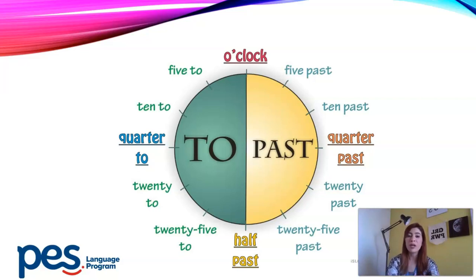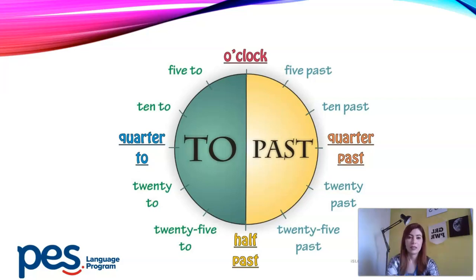Every time the big pointer is in one of those positions that are marked in the clock, we will use one of these expressions. Okay? And there's also a small difference from the book. The book says that we can say a quarter after. For example, something happened at a quarter after 4. And here they bring the expression past. All right? They are exactly the same thing. They have the same meaning. You can say quarter past or quarter after.